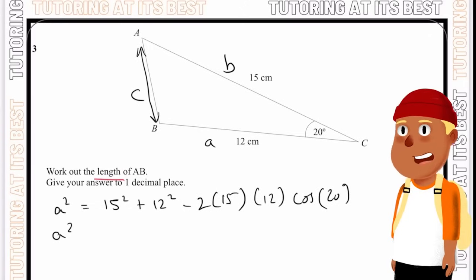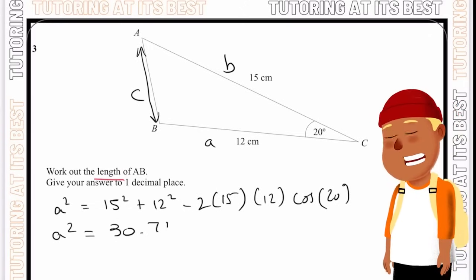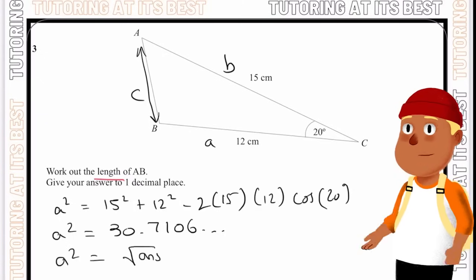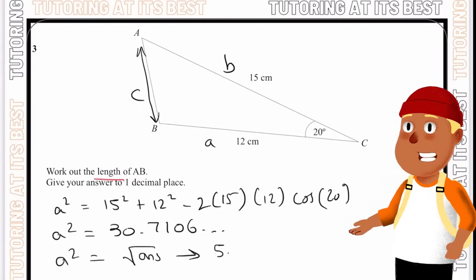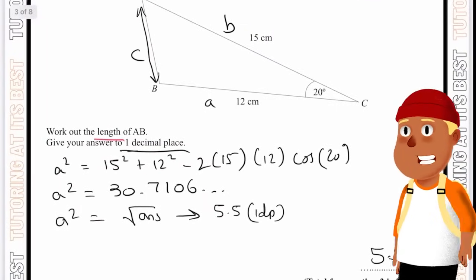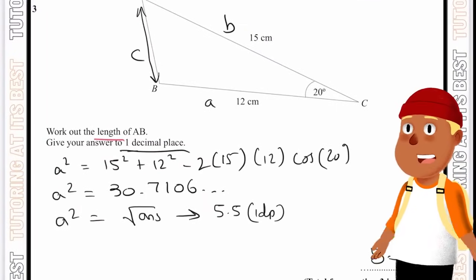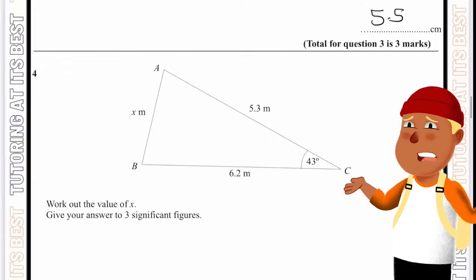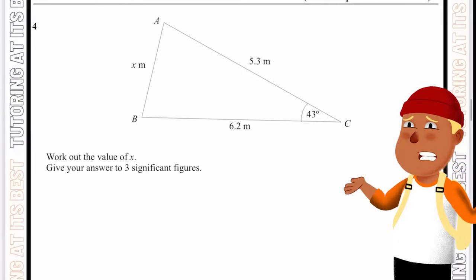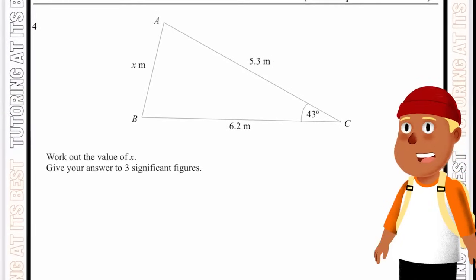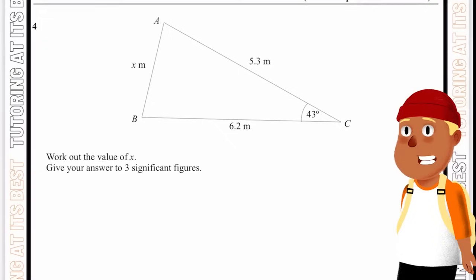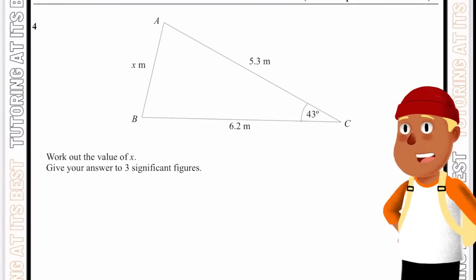And if you put that in the calculator, we should get 30.7106. And then if we square root our answer, we should then get 5.5 to 1 decimal place. And that is our answer, 5.5. Okay, now let's go ahead and give you a chance to work out this specific question. Pause the video, attempt the question, and then press play when you're ready to go through it.